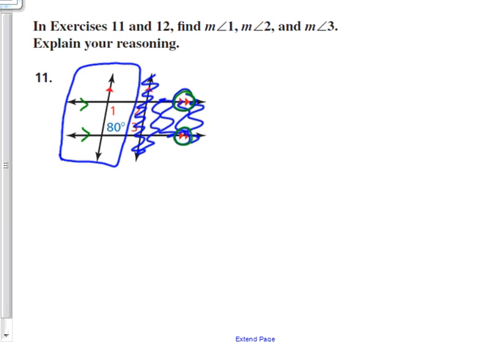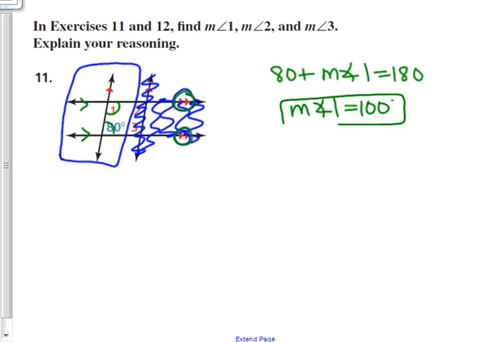So angle 1 and 80 degrees, those are both interior angles. So the theorem that I'm going to use says that consecutive interior angles, consecutive meaning they lie on the same side of the transversal as each other, are supplementary. So 80 plus the measure of angle 1 is going to give me 180 degrees. Well, 80 plus what gives me 180? It's just 100. So the measure of angle 1 is 100 degrees. All right, let's move on to another one.